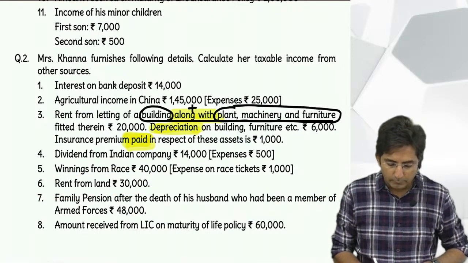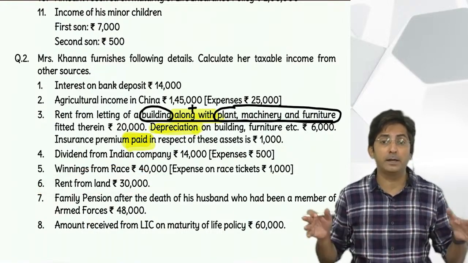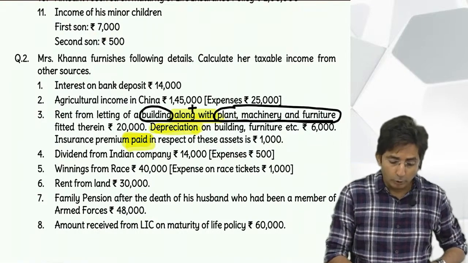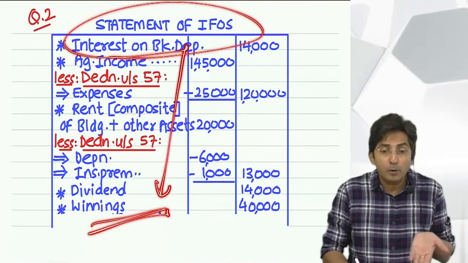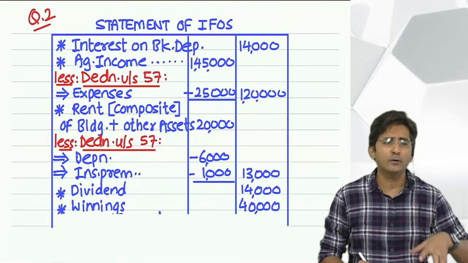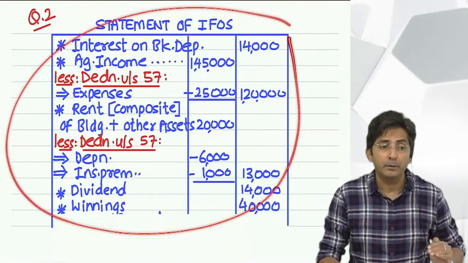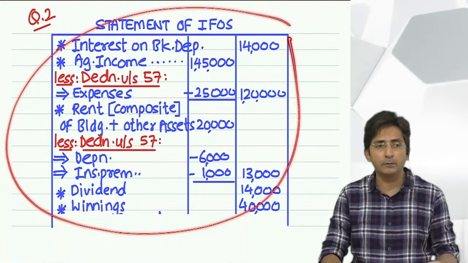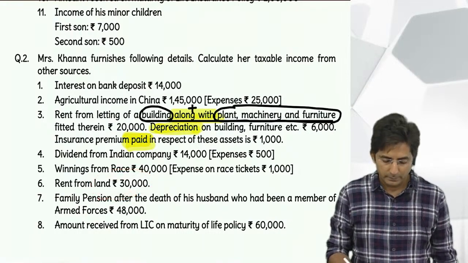Okay. See, what if they would have given rent of house? Then you should write a note: rent of house property is not taxable under the head income from other sources. It will be taxable under income from house property. Below the statement, you write a note, and don't include that rent here. If you include rent of house here, you are including it in income from other sources, and that would be wrong. In the note, you write that because it is rent of house, it is not considered in the above statement. It will be considered in a separate statement, the statement of income from house property. But this is rent of some other asset, so it will come in income from other sources and it is taxable also. Okay. So write the amount.